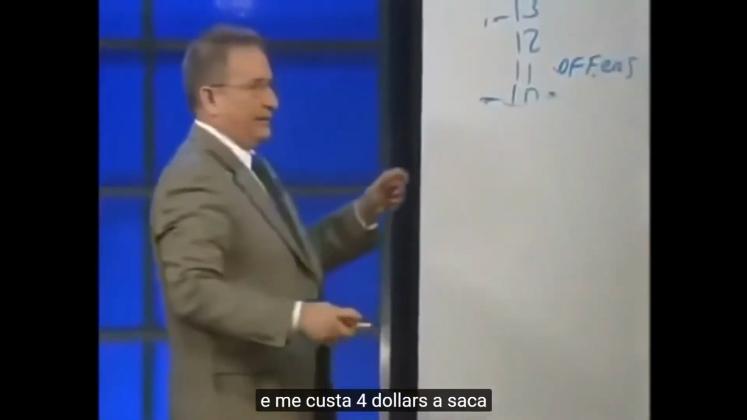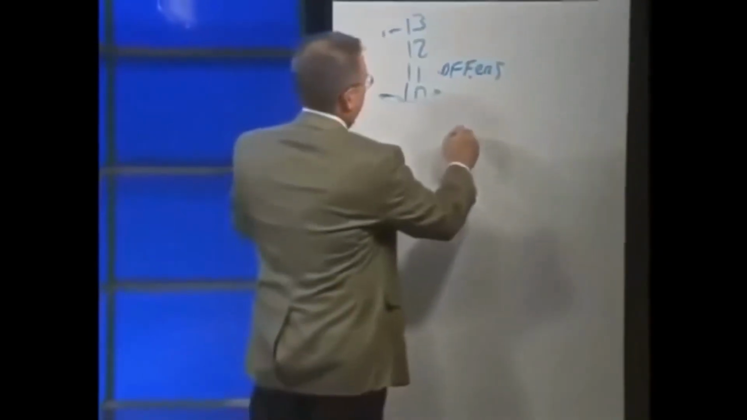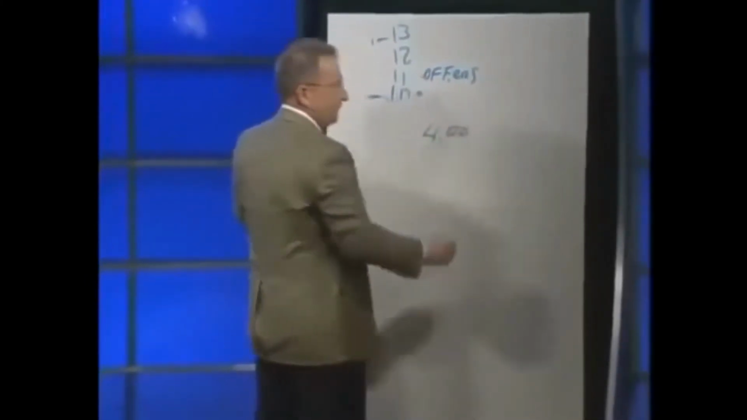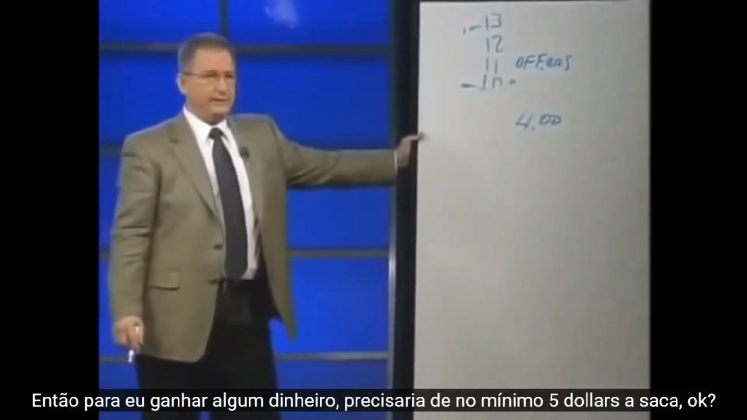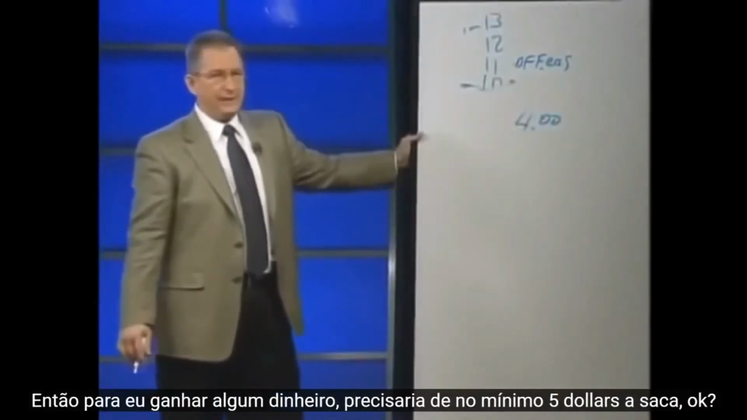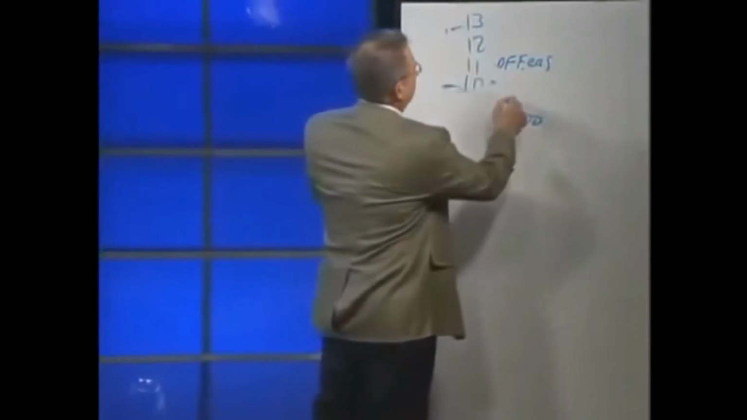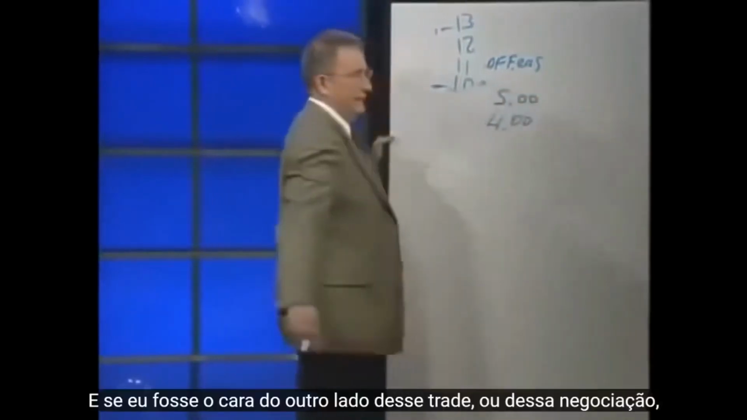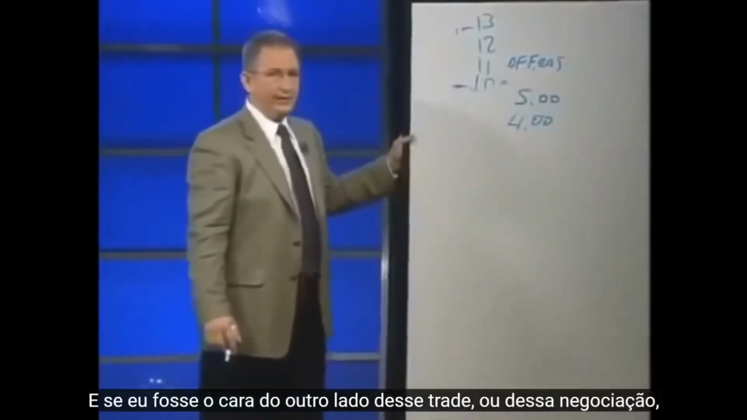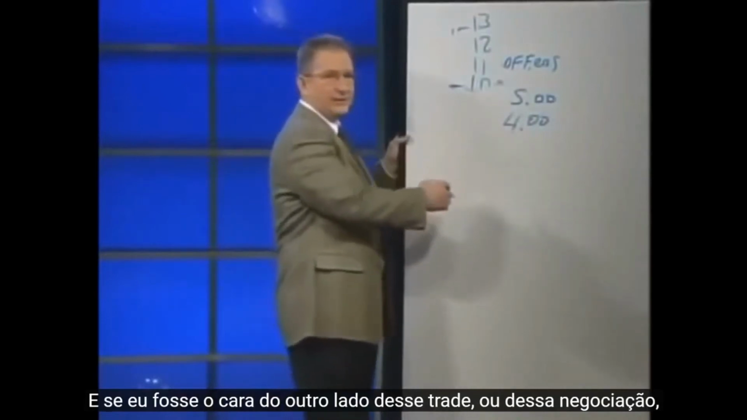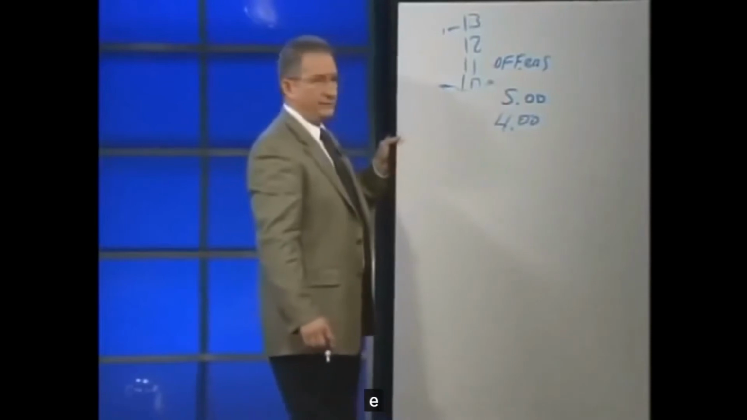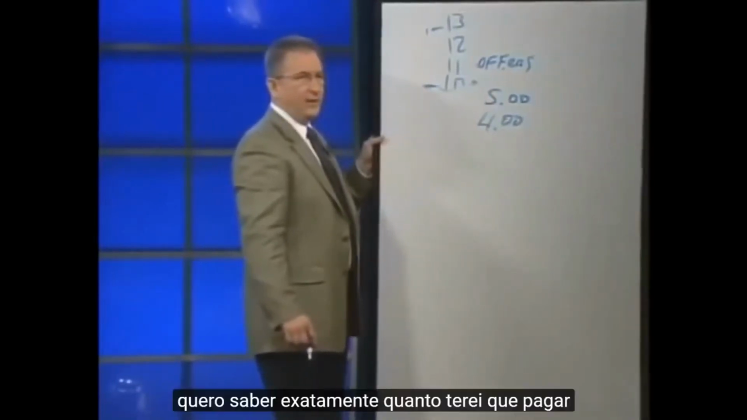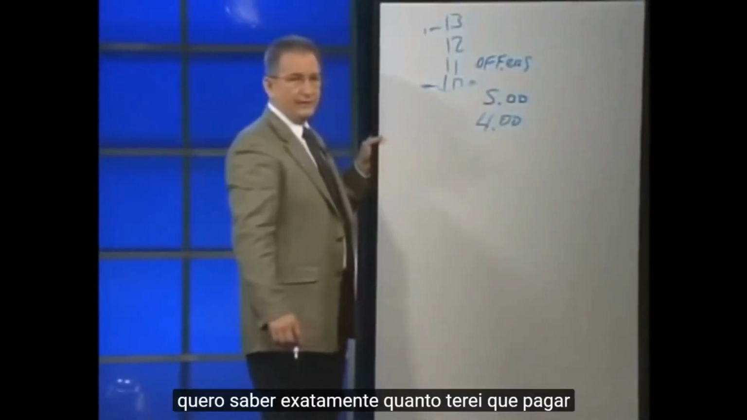I'm a farmer and it costs me $4 a bushel to plant my corn and bring it to harvest or bring it to market, then for me to make some money, I want at least $5 a bushel, right? And if I'm the guy on the other end of that transaction that wants to buy that corn in the fall, or wheat or whatever, I want to know exactly how much I'm going to have to pay for it.